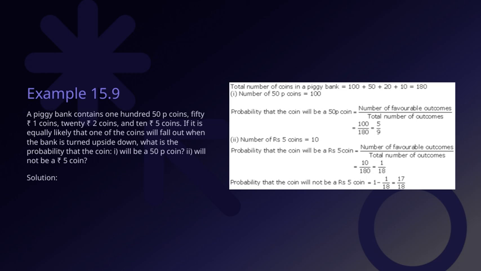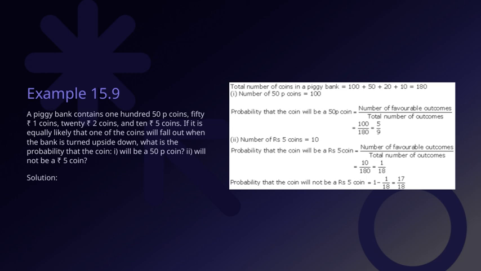That means adding up all the coins: 100 of the 50 paisa coins, 50 of the 1 coins, 20 of the 2 coins, and 10 of the 5 coins. So the total number of coins is 100 plus 50 plus 20 plus 10, which equals 180 coins. Now, for the first question, what is the probability that the coin that falls out is a 50 paisa coin?